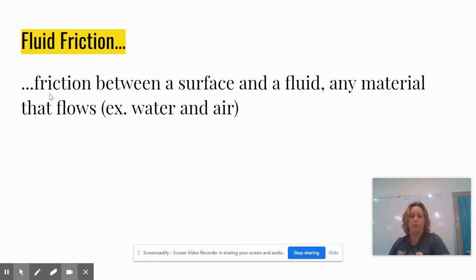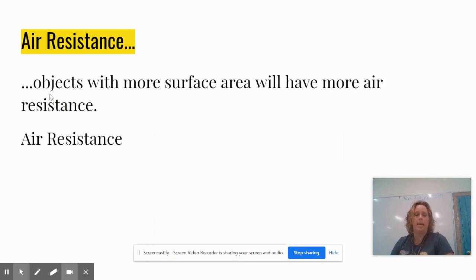Fluid friction, friction between a surface and a fluid, any material that flows, for example, water and air. All right, air resistance. Objects with more surface area will have more air resistance. And I do have a little experiment. Let me grab my paper.